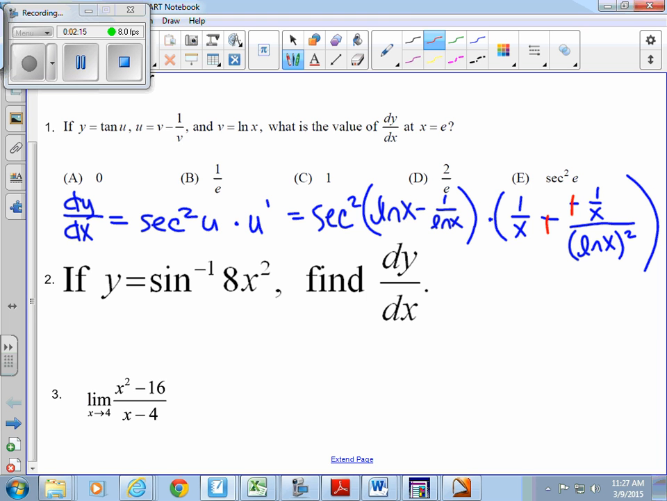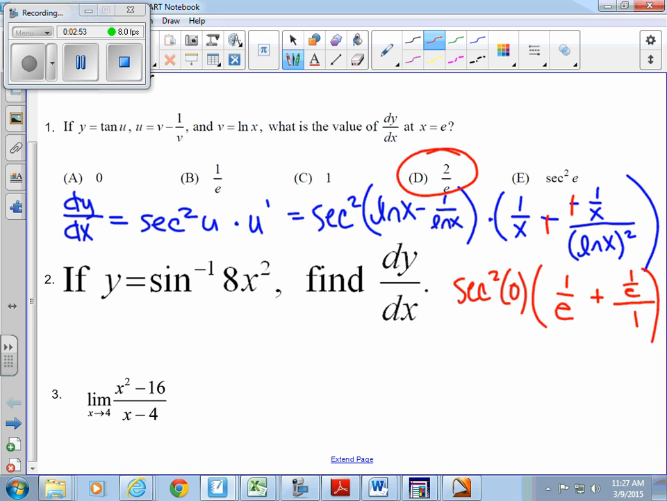Now, what's nice about the problem? I'm going to plug in e. What is natural log of e? So what's 1 minus 1? 0. So I get the secant squared of 0, which is 1, right? I just will note that. 1 over e plus 1 over e divided by, what's on the bottom there? 1. So I get 1 over e plus 1 over e, which is 2 over e. That was a pretty nasty one.